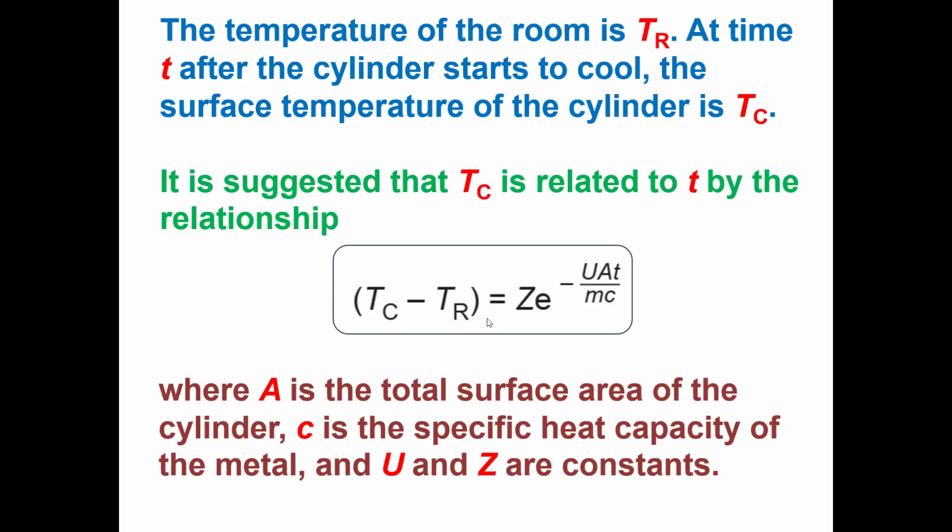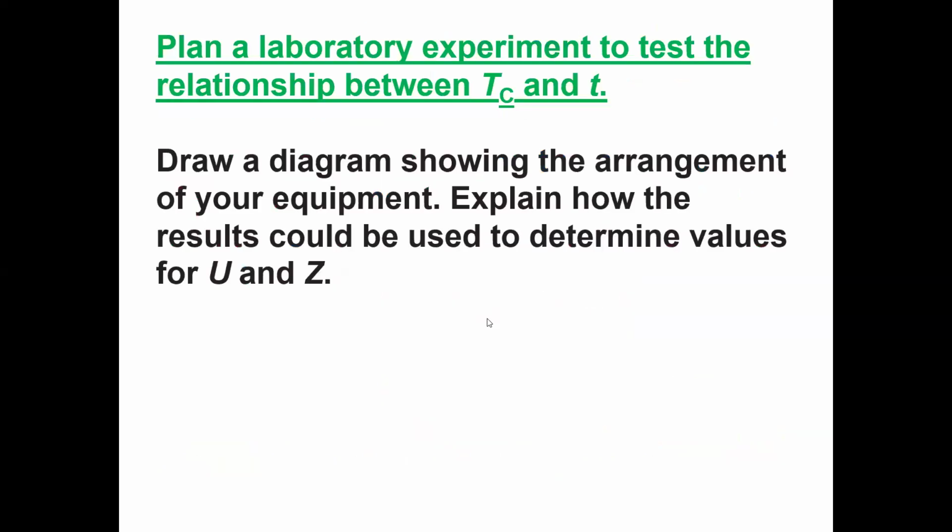So now we have read the whole question. And now we come to the underlined important part. This has to be read very carefully. Cambridge says that if you fail to understand these two lines, you will not get enough marks. You can lose a lot of marks because a wrong approach is not credited for any ECF in paper 5, question number 1. Plan a laboratory experiment to test the relation between TC and small t. Draw a diagram showing the arrangement of your equipment. Explain how the results could be used to determine values for capital U and Z.